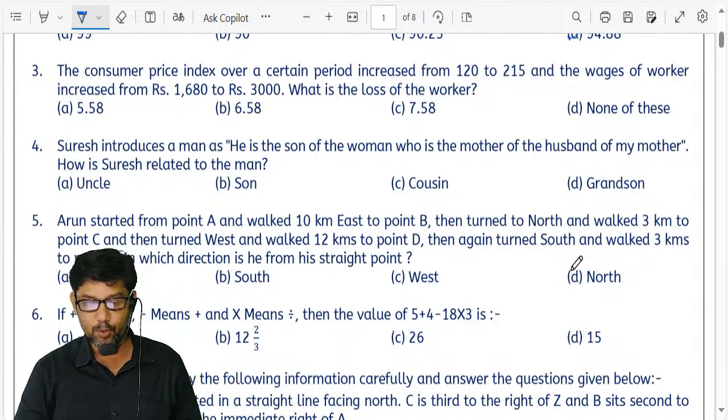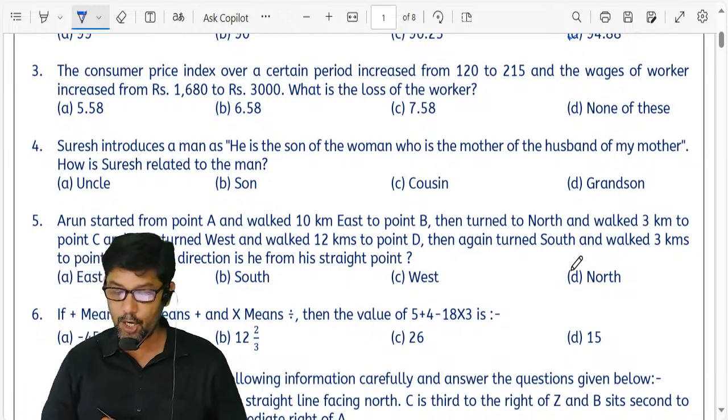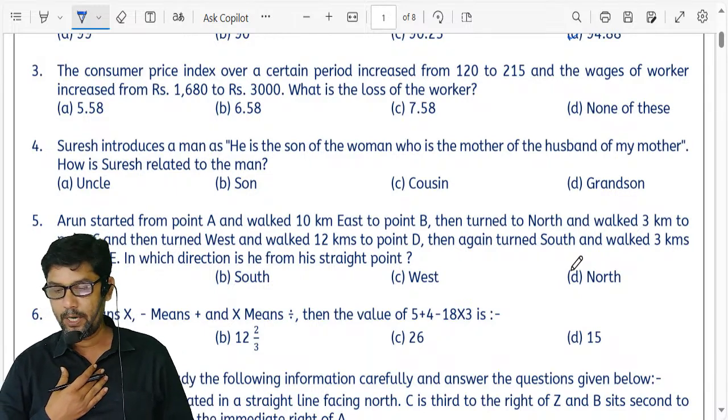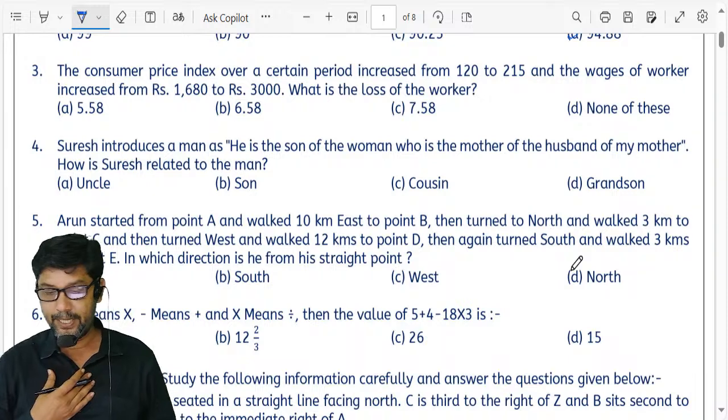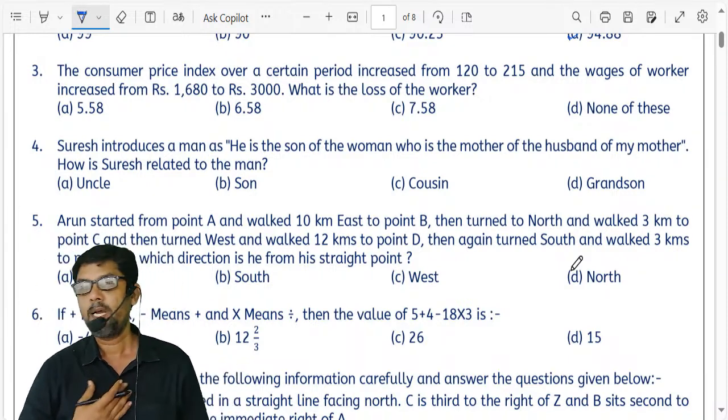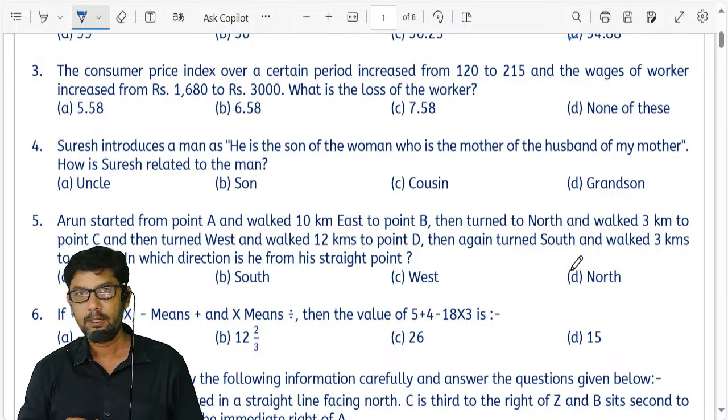Consumer price index over a certain period increased from 120 to 215 and the wages of a worker increased from 1680 to 3000 rupees. What is the loss of the worker? So here we have to calculate the real wage. What do you have to calculate, my dear? Real wage. Is that clear? What is the real wage formula? Income divided by index number into 100.